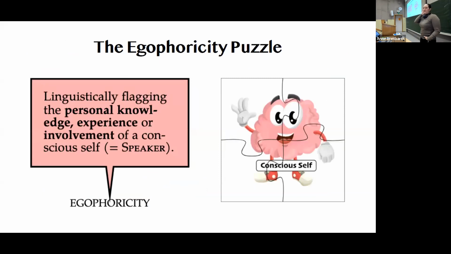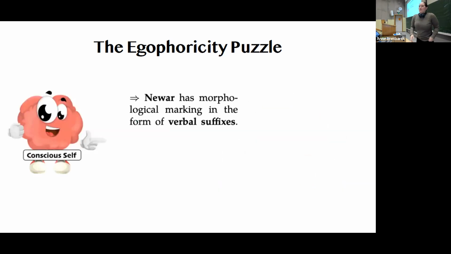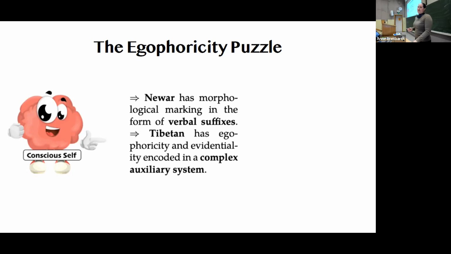Just to explain again what the egophoricity puzzle is. Egophoricity is the linguistically flagging personal knowledge or experience or involvement of a conscious self, which is usually the speaker. So why is this interesting in Tibetan and Newar? Because Newar has morphological marking in the form of verbal suffixes, whereas Tibetan actually has a very complex system of auxiliaries where the egophoric marking is part of the auxiliary system, but there's also evidential marking in the auxiliary system. So it's part of a larger system.